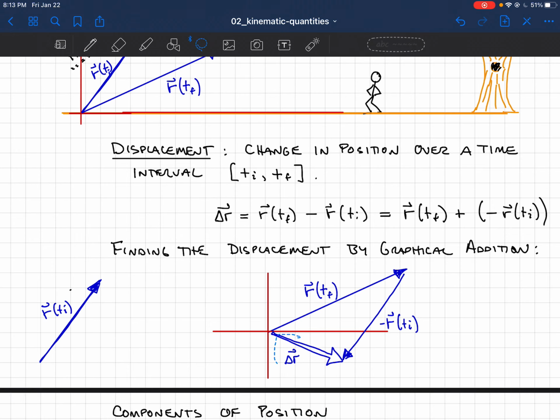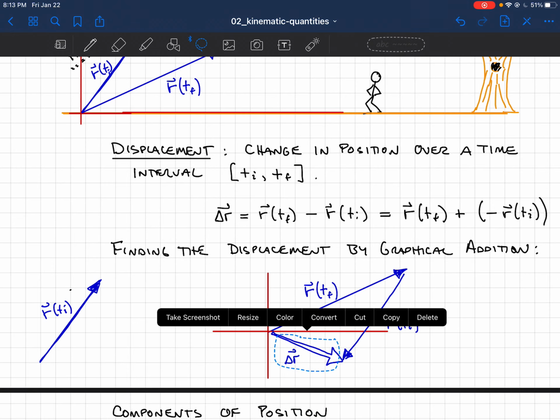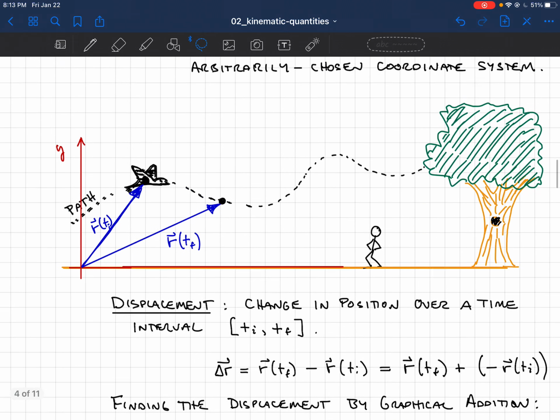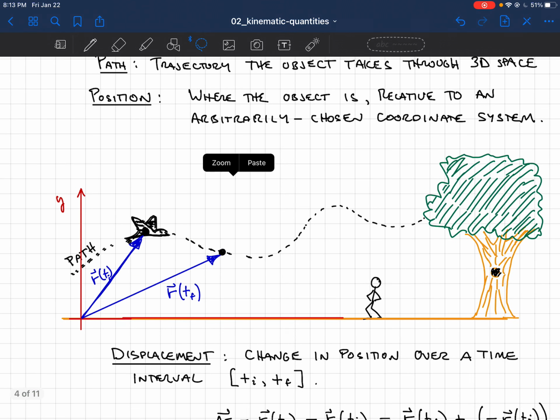So what is that back on our picture? Well, let's copy it over. Remember, I can slide a vector as long as I don't rotate or lengthen it. And you see that that delta r vector goes from the initial point to the final point. That's what we mean by it. So the displacement is a vector that points from the initial position to the final position.